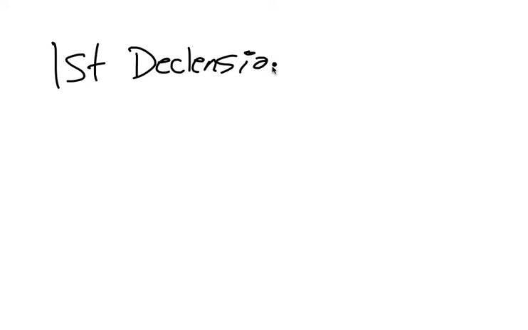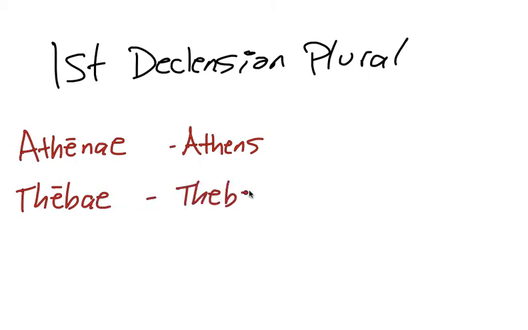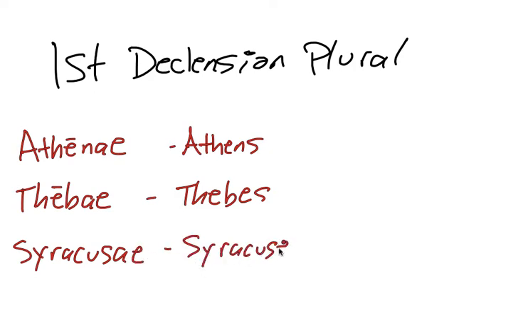Let's look at first declension plural. Okay, so there's certain cities that exist only in the plural, their names. So one of them, Athenae, which is Athens. Okay, Thebae, Thebes. Okay, these are the two. These are probably the two most common. There are others. Syracuse on Sicily does this too.